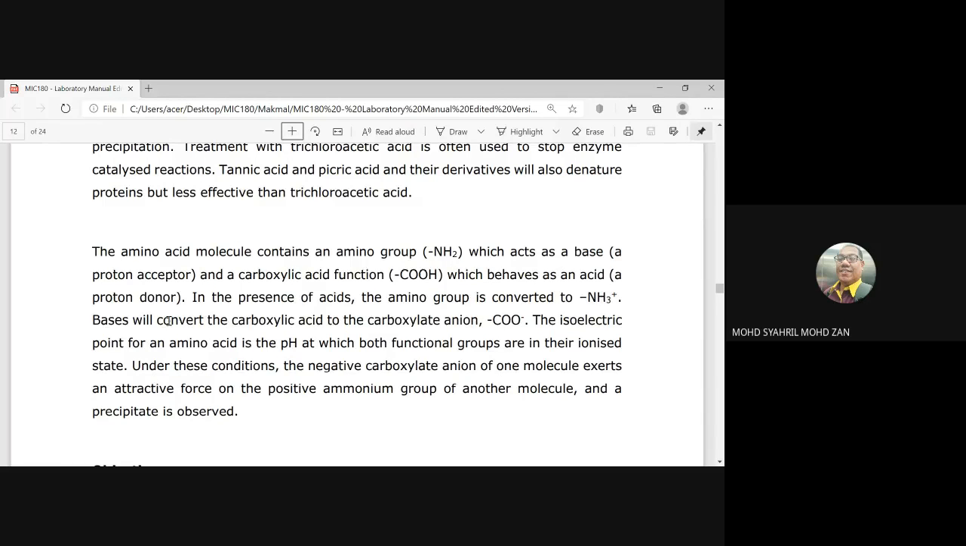The isoelectric point for an amino acid is the pH at which both functional groups are in their ionized state. Under this condition, the negative carboxylate anion of one molecule exerts an attractive force on the positive ammonium group of another molecule, and the precipitate will be observed. So what is precipitate? Precipitate is a particle yang dapat daripada eksperimen tersebut.